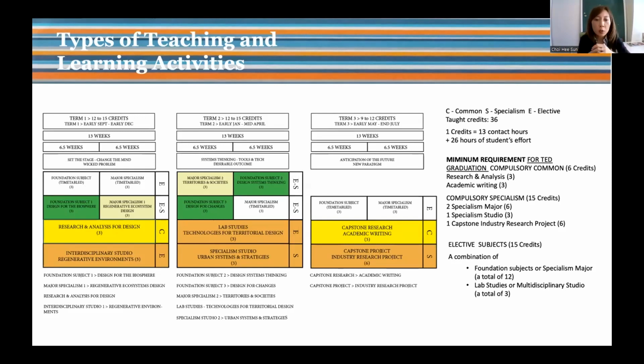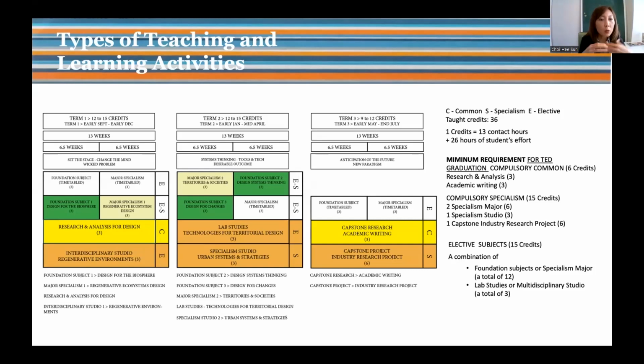Capstone research and academic writing start from the first semester, where students can learn how to write and what kind of literature they need to build up, so that their final capstone project, which will be 6 credits, is well prepared. Besides that, students can choose foundation subjects, such as design for the biosphere, design for change, and design systems thinking.